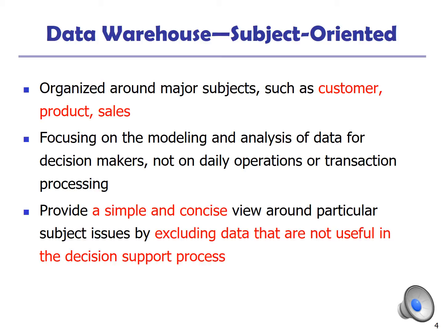An example was, let's say you have student data. You can completely omit student ID data, because that's going to be completely useless. You're not going to learn about any trends or patterns using student ID. So you just remove that kind of data. You exclude the data which is not useful in your decision support process.